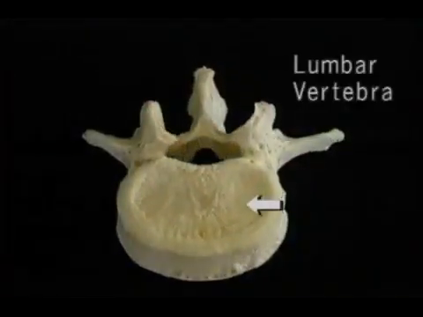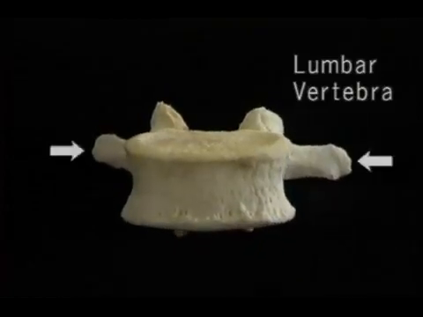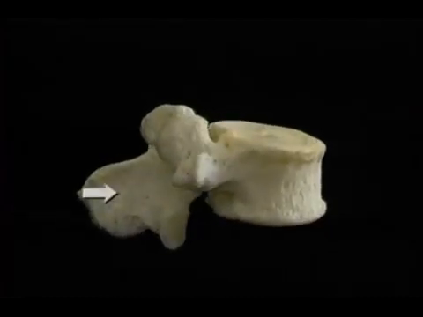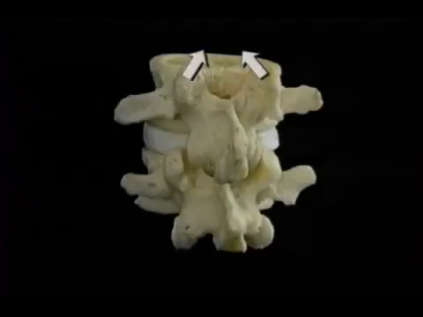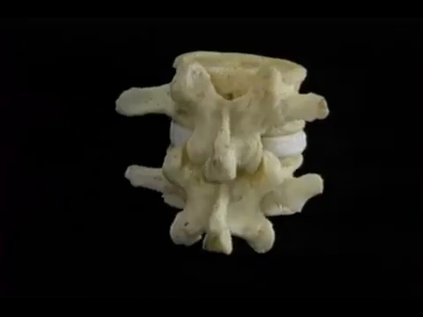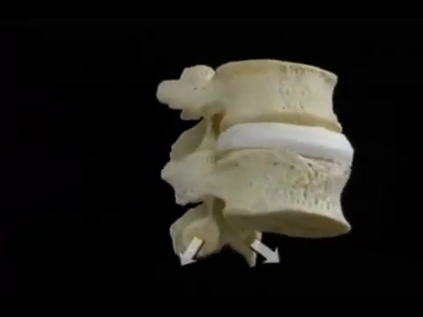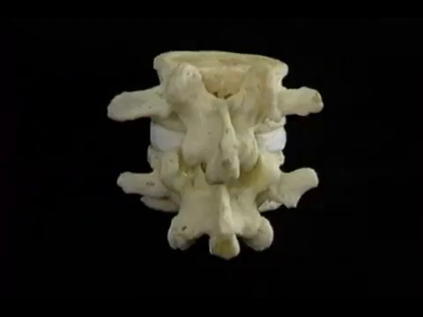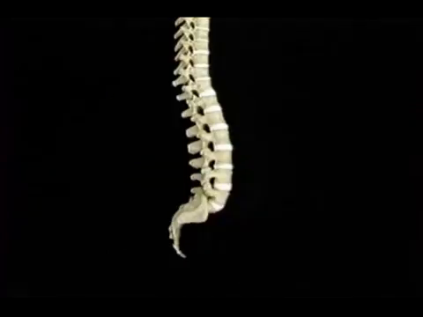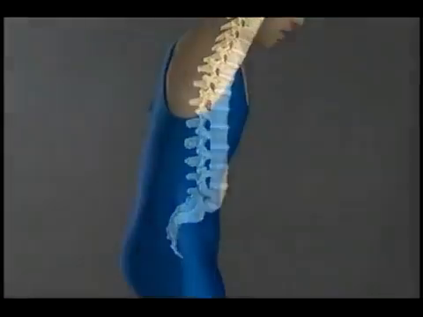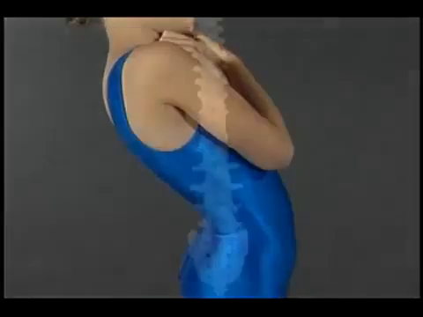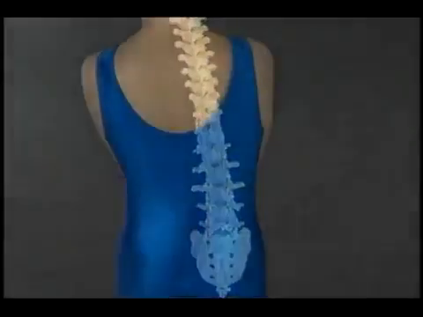Now, we'll take a look at a lumbar vertebra. The body is massive. The transverse processes are small. The spinous process is broad and points almost straight backwards. The upper articular processes of lumbar vertebrae face inward. The lower ones face outward. Because of this arrangement, there's almost no rotation between lumbar vertebrae. The movements that can occur in the lumbar spine are flexion, extension, and lateral flexion to either side.